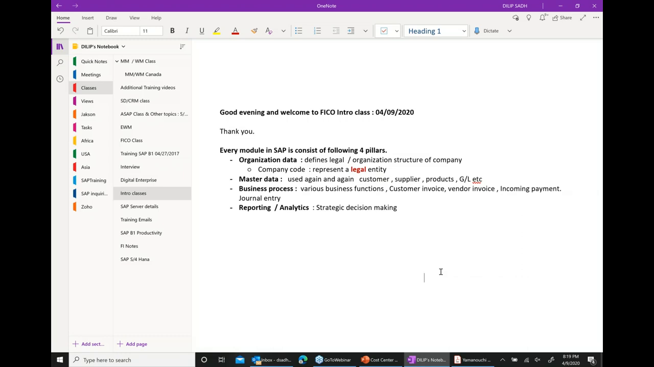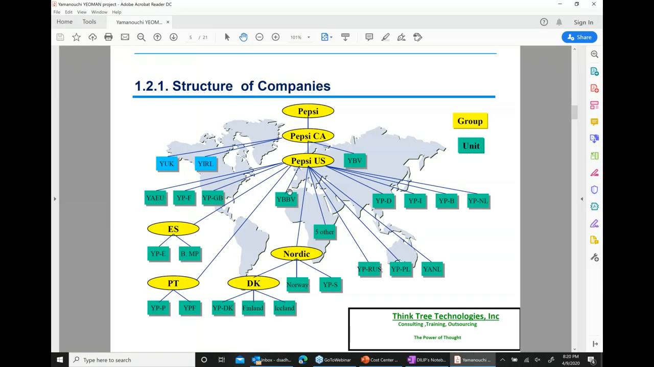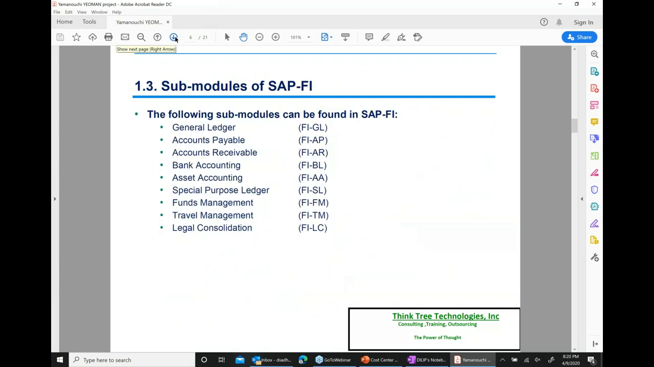Pepsi is there in almost all countries across the world. But Pepsi US and Pepsi Canada, although part of the same parent company, Pepsi, are two separate legal entities. Pepsi Canada follows Canadian law. They pay taxes to the Canadian government. Pepsi US is governed by US law and pays taxes to the US government. They all belong to the same entity, Pepsi, but they are separate legal entities. And that legal entity in SAP is represented by something called company code. Company code is one of the most important organization units as far as FICO is concerned. That is what we see here on this picture, and you can have as many company codes as possible.